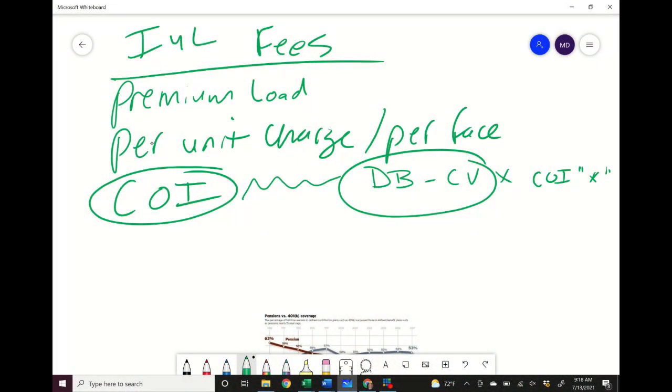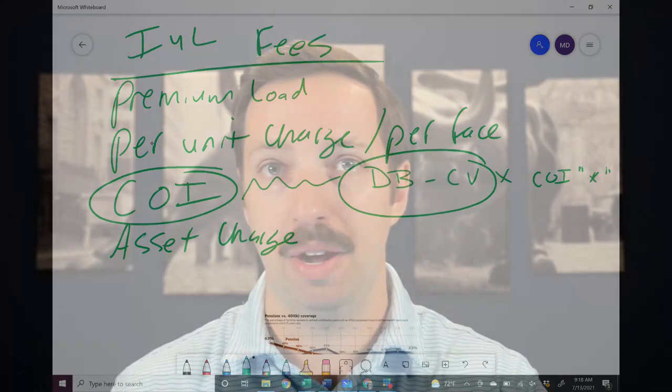The next type of fee that you might have would be something like an asset-based charge. Now, these are getting more and more popular as companies move to these asset-based charges to support multipliers and bonuses. We've talked about that in some other videos. There are some really big companies out there that have huge asset-based charges.